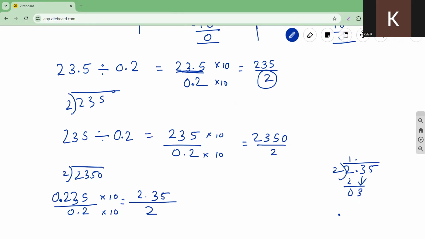The only objective is to make the divisor a whole number so that you can do the division. That's all. Right? I hope you're clear with this concept of decimal division. It is just an extension of the normal division that you have been doing, and there's nothing new about it.